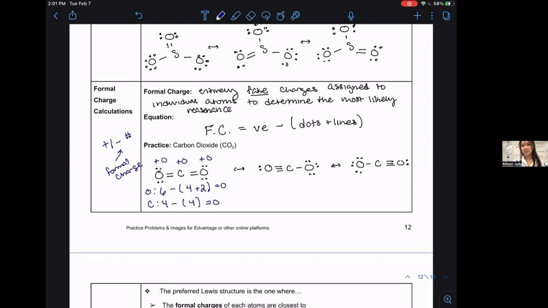Formal means fake. Because formal people are hooty-tooty and they tend to be fake. That's how you can remember it. Okay? Some call me bougie.